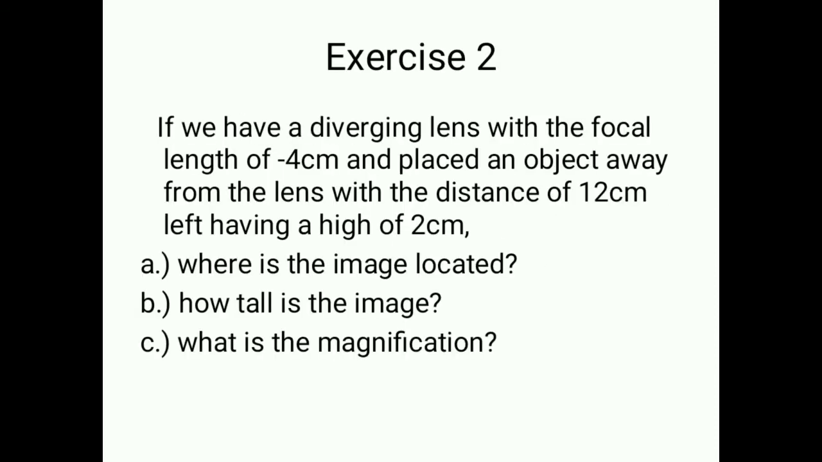Now, another problem. We're going to use a diverging lens with a focal length of negative 4 cm and place an object away from the lens at a distance of 12 cm to the left, having a height of 2 cm. Where is the image located? How tall is the image? What is the magnification? Same as exercise 2, but we're going to use the diverging lens.